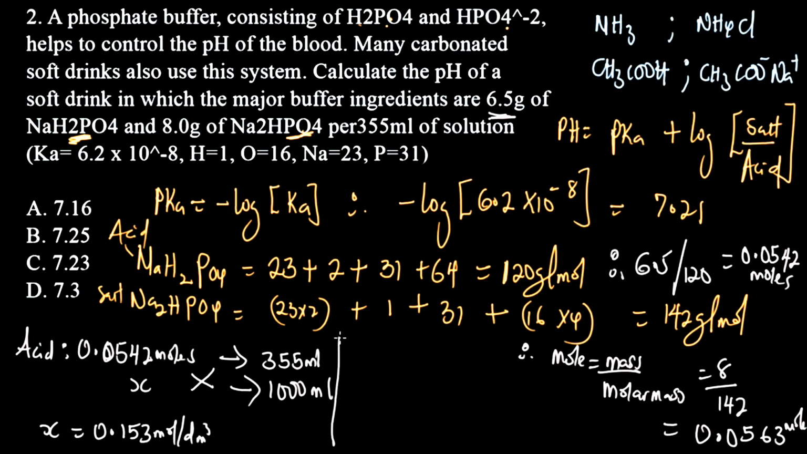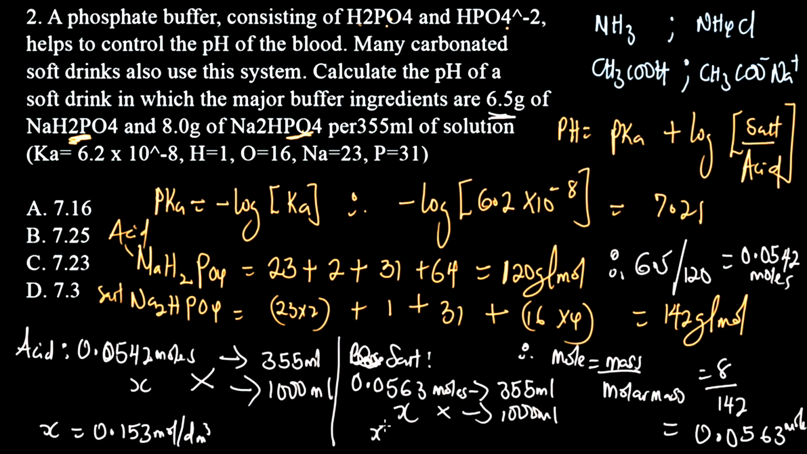So also for the salt, the mole is 0.0563 moles in 355 mil, right? So 1000 mil will give what? We call it x. Cross multiply, and we have our x to be 0.159. So now we need to put this value into this equation. We have our pKa to be 7.21, and the salt was 0.159, right? And the acid is 0.153.